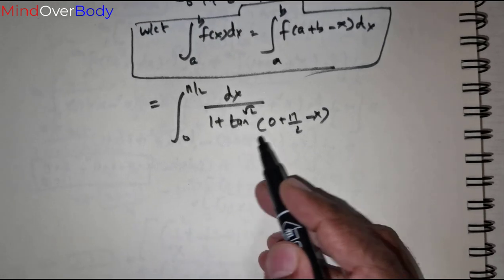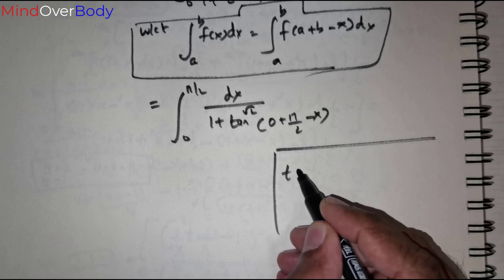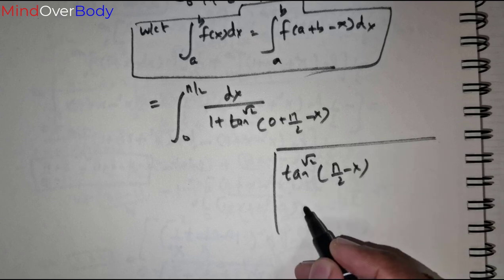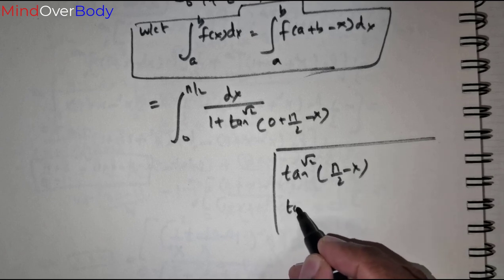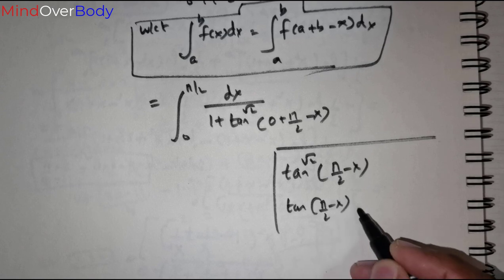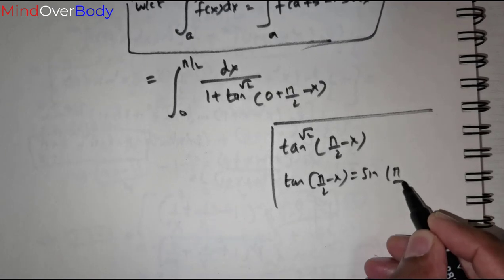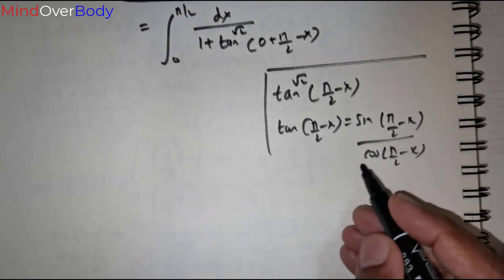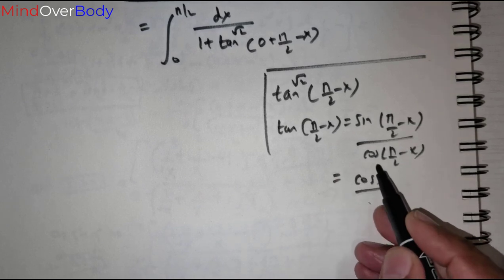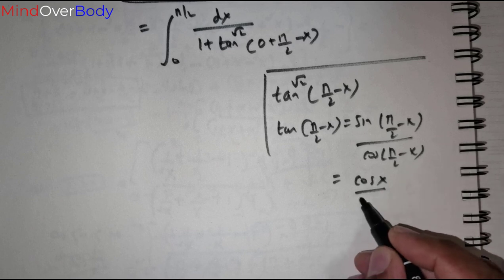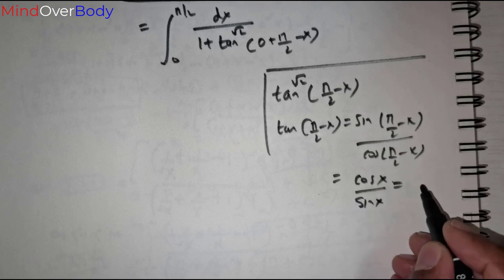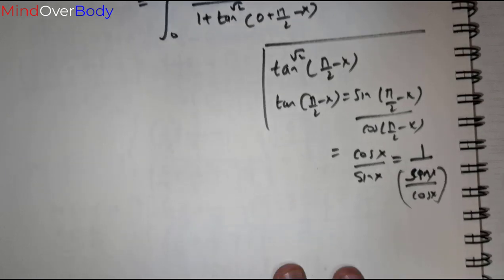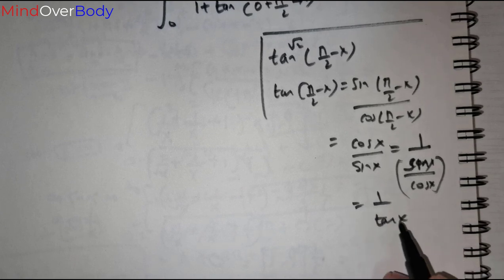Now let us consider this quantity. So this is going to be tan root of 2 of pi over 2 minus x. Now if you were to just take tan of pi over 2 minus x, I can rewrite this as sine of pi over 2 minus x divided by cos of pi over 2 minus x. Now sine of pi over 2 minus x is nothing but cos x, and cos of pi over 2 minus x is nothing but sine x. So I can rewrite this as cos x divided by sine x. But this is nothing but 1 over tan x.